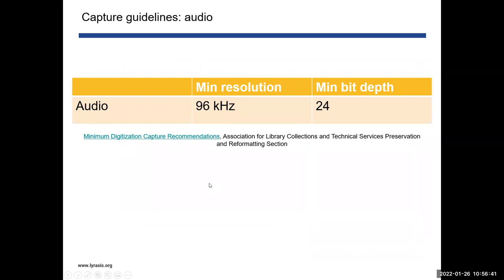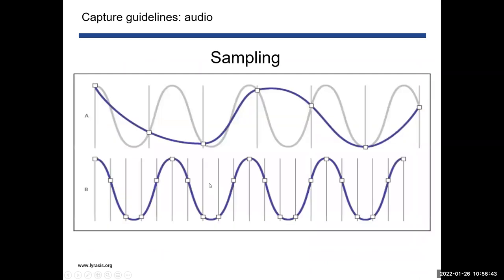I'm going to go backwards with these two slides and go here first. So I mentioned that resolution and bit depth for audio should be 96 kilohertz, 24 bits. And what does that actually mean? Don't be intimidated by these waves. We're not going to do any math. They're just to illustrate that higher sample rate means you get a better version of the original sound.